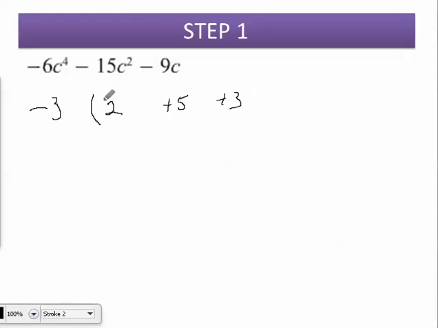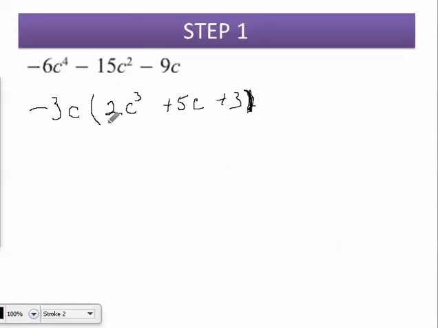Okay? Well, I haven't finished yet because I see a c in each one of these. And c to the fourth minus c gives me c cubed. And c squared divided by a c gives me a c. And a 9c divided by a c gives me a... I'm sorry, gives me a 1. So that would be my answer right there.